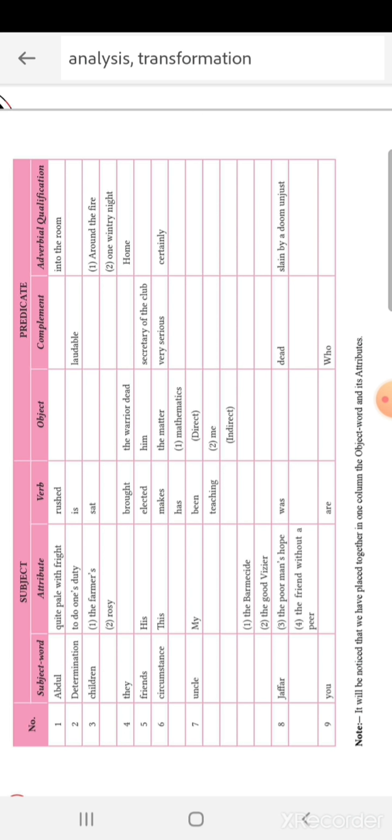What did they bring? They brought the warrior. And home: where did they bring that warrior? They brought it to home. So to home is the adverbial qualification. It is telling the location of bringing. This is an adverbial qualification. And what did they bring? The action of bringing was received by the warrior, so it is a direct object. The next example, number 5, says friends, his friends elected him secretary of the club.